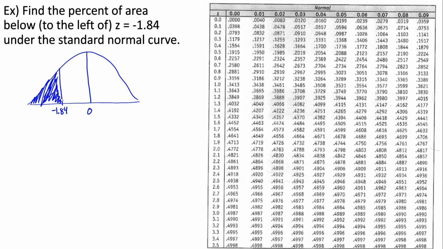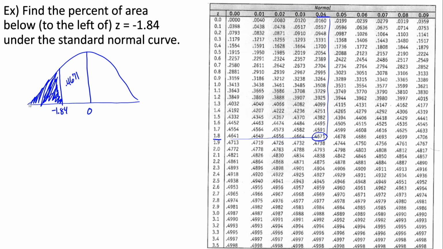Now this is a little bit more confusing because we can't look up pieces of area like this on the table. However, we can find the area between 0 and negative 1.84. We had done that before. Follow this one across, follow this one down. So we know the area in here is 0.4671, and we'd like to know what this piece of area is.